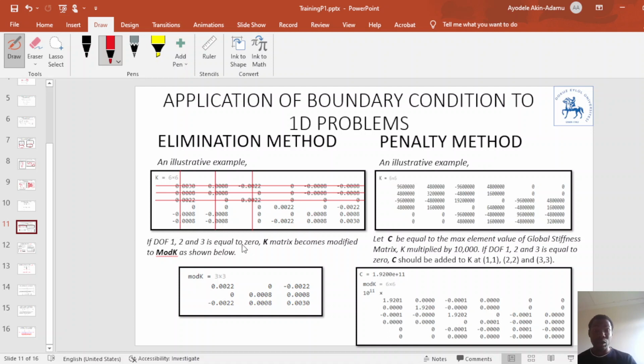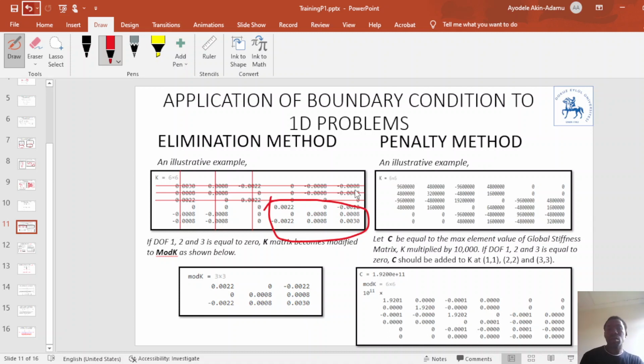Because 1, 2, 3 is set to 0, I cancel the elements at row 1, row 2, row 3, and column 1, column 2, column 3. So I only have this remaining. This is our modified global stiffness matrix. So this is how the elimination method can be used to modify the global stiffness matrix so that it can be invertible. The mod K matrix is actually an invertible matrix. We can invert this matrix.